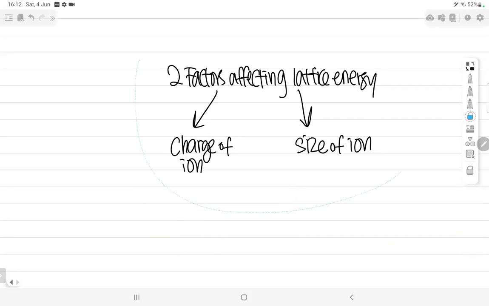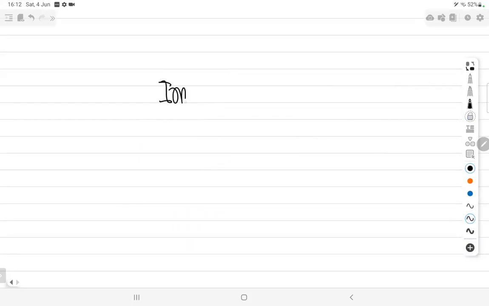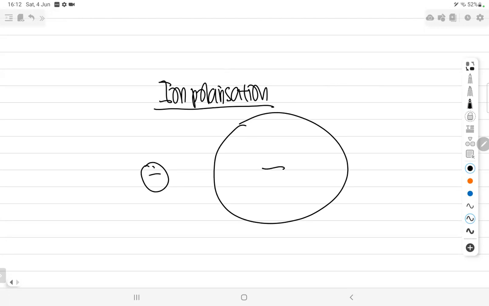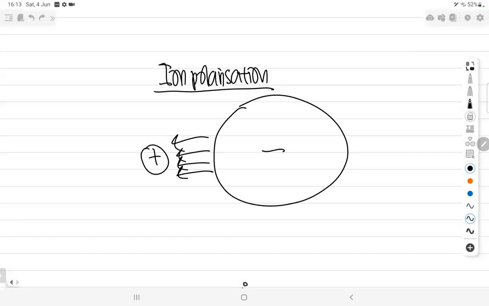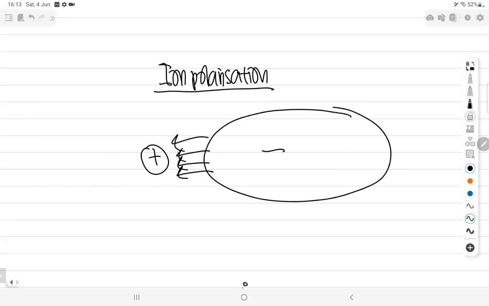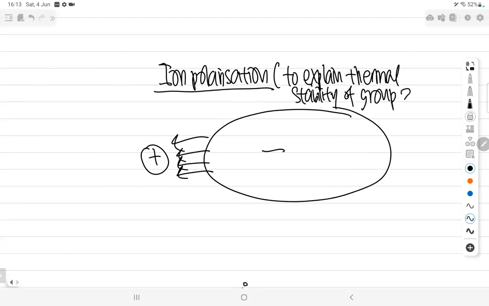What else did we learn? The last thing we learned in lesson number 1 is ion polarization. Ion polarization is a special situation whereby a big size anion is pulled by the cation. When this happens, the anion becomes stretched and changes shape. Initially the anion is a sphere, but when stretched it becomes like an ellipse. We use this concept to explain the thermal stability of group 2, which we learned in AS. We need to know thermal stability for group 2 carbonates and also group 2 nitrates. That is everything we learned in the last lesson.